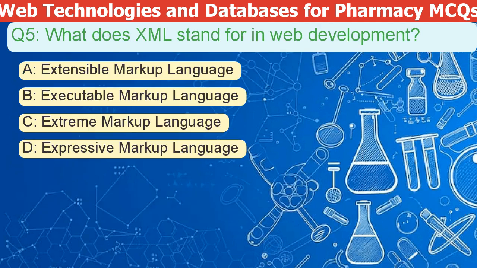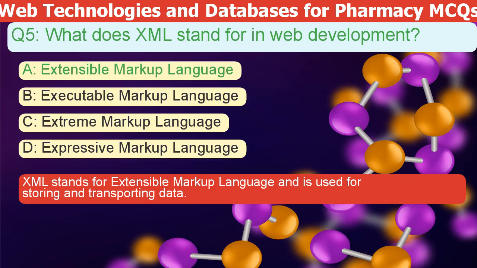What does XML stand for in web development? A. Extensible Markup Language. B. Executable Markup Language. C. Extreme Markup Language. D. Expressive Markup Language. The correct answer is A. XML stands for Extensible Markup Language and is used for storing and transporting data.